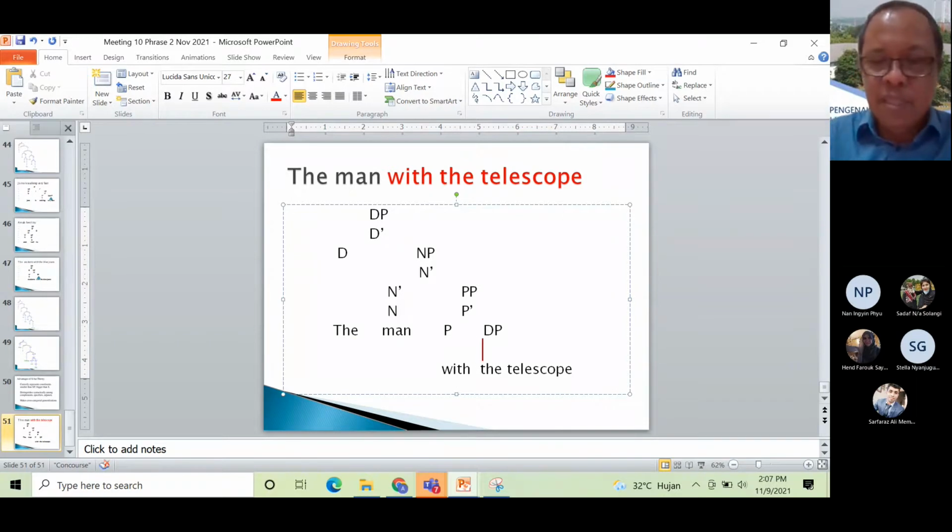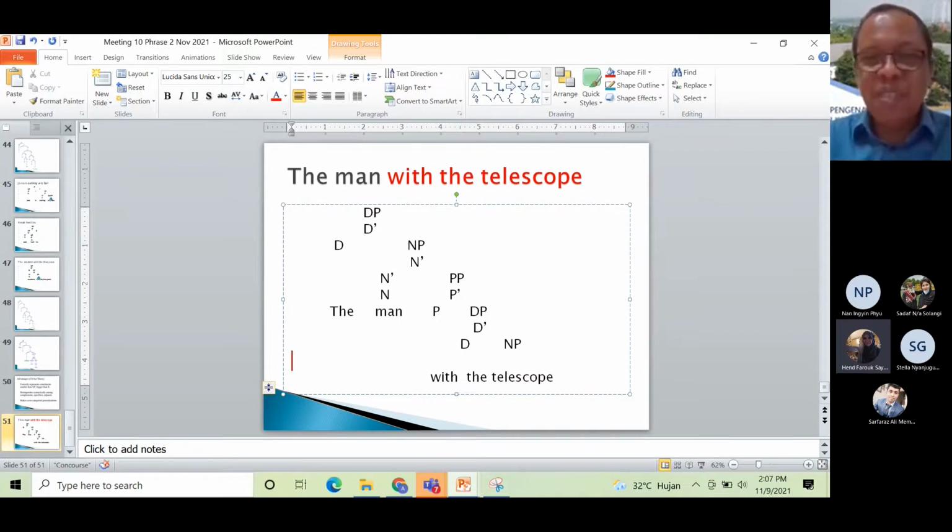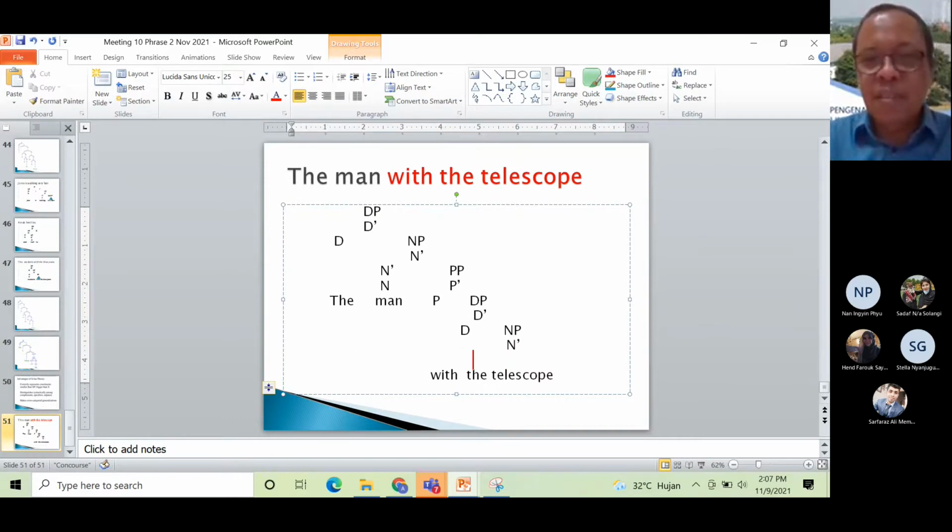And then what else? Thank you so much. I didn't understand how to do the analysis, but now I'm about to understand it, inshallah. All right, I hope that you can understand. And this one is N bar, and this is N. Can you see here? Yes.